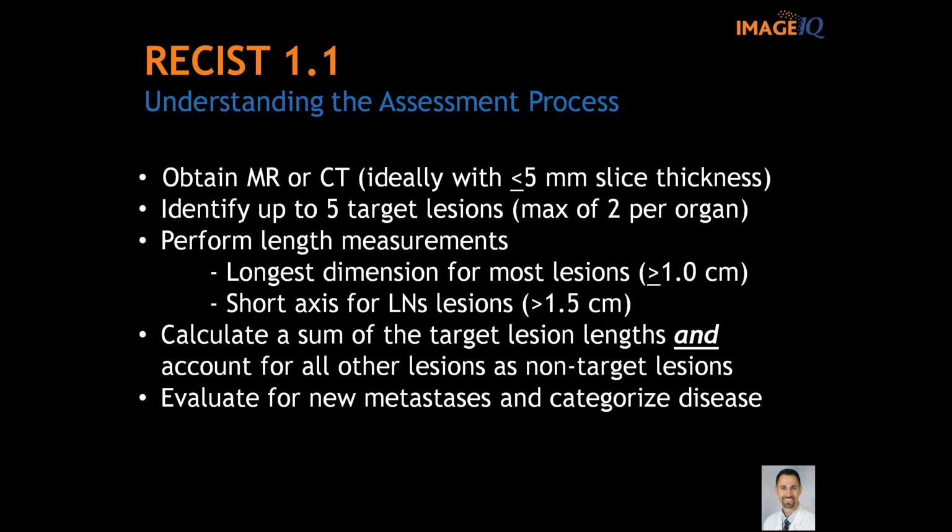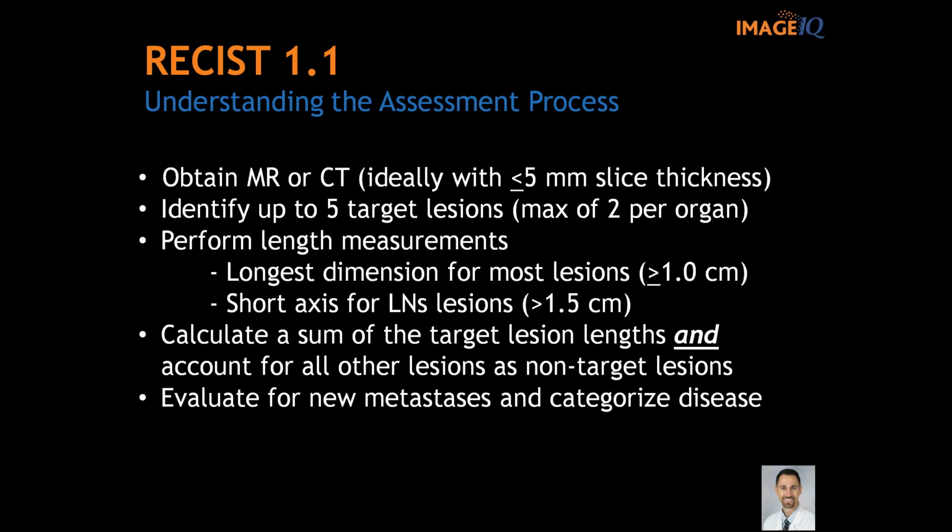So here's how you would categorize disease. Most of you are familiar. There are 4 different categories. Complete response is typically disappearance of all lesions. Technically, you could have some measurable lesions that are lymph nodes less than 1 centimeter. Once they get less than 1 centimeter, we consider them no longer pathologic. So you could have a measurement of a lymph node and still have complete response.